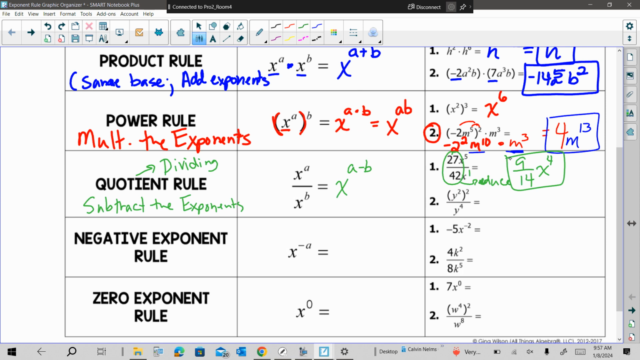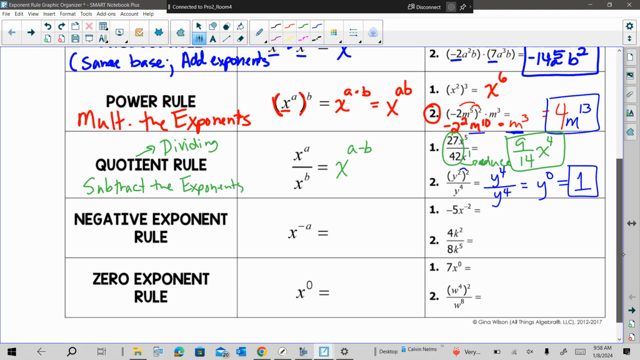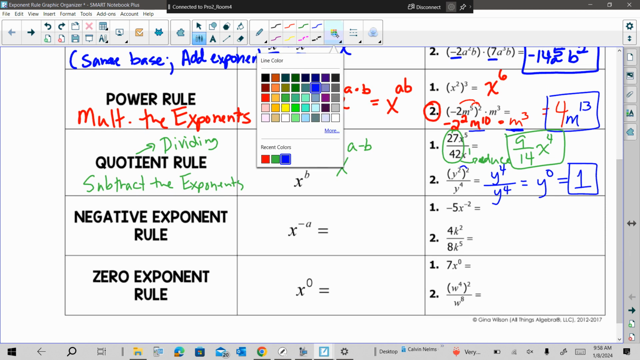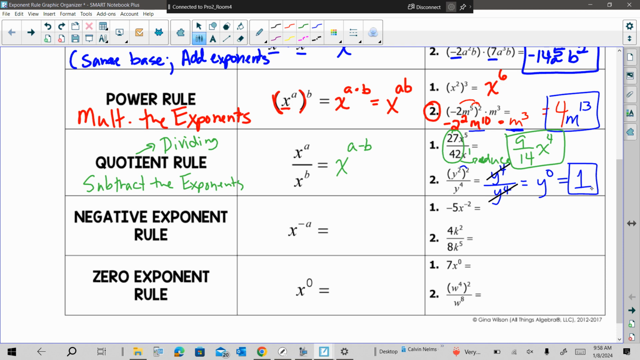Now, number 2, you have to raise the power first. You're distributing that 2. So that's y to the 4th power over y to the 4th power. Well, this turns into y to the power of 0, because 4 minus 4 is 0. Anything to the 0 power is just 1. You could, if you want to, because they have the same exponent, just cancel. And if you cancel, it still is going to come out to be 1.